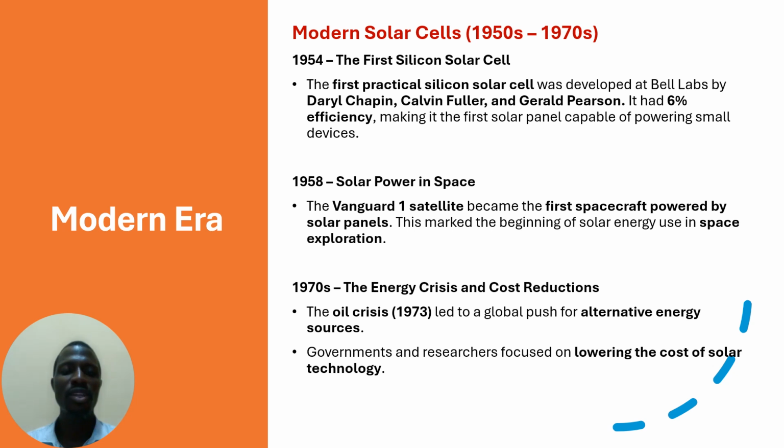And until the 1970s, solar power generation was restricted to space exploration. But because of the energy crisis of the 70s, it was applied to terrestrial application. The energy crisis stemmed from the oil crisis of 1973, which led to a global push for alternative energy sources. And government and researchers focused on lowering the cost of solar technology from then on.